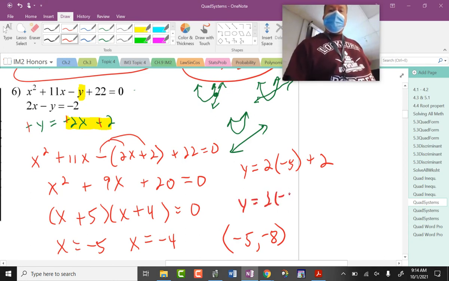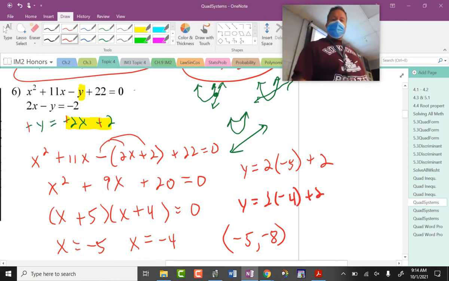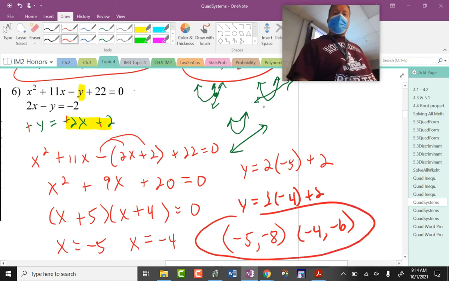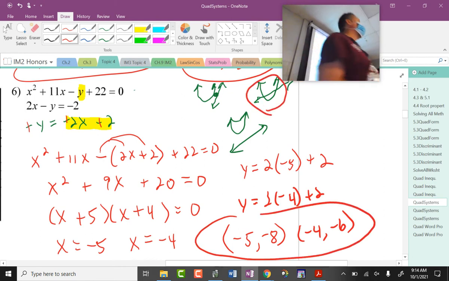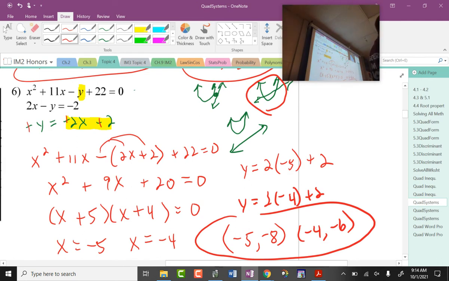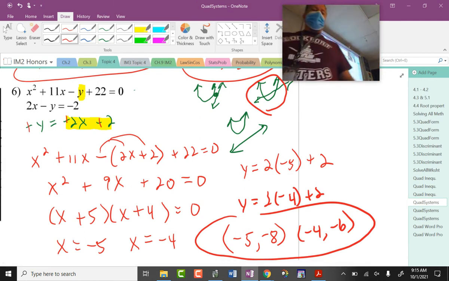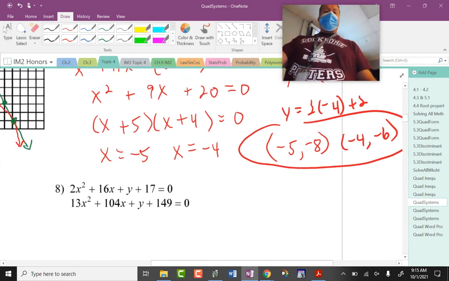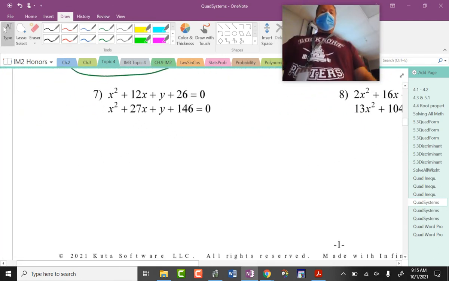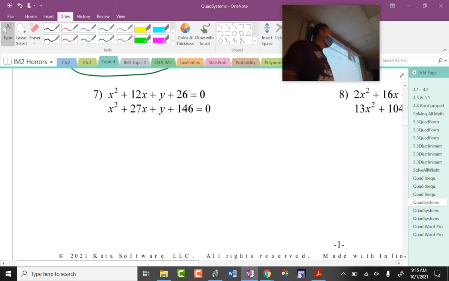2 times negative 4 plus 2. That's negative 6. So when I plug in negative 4, I get negative 6. So 2 coordinates, that means you have this second picture, something like this occurring. And that should make total sense. Okay? So plug the x's into the linear if you have that option. I only have 2 left, and I'll show you how easy these actually become.